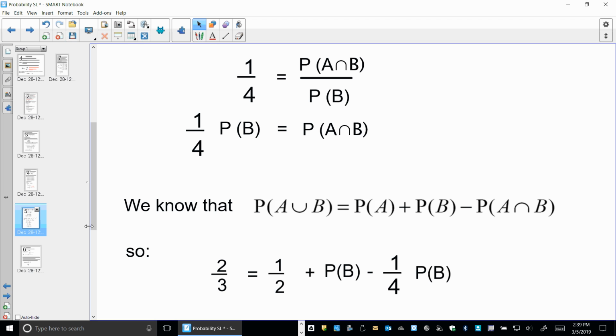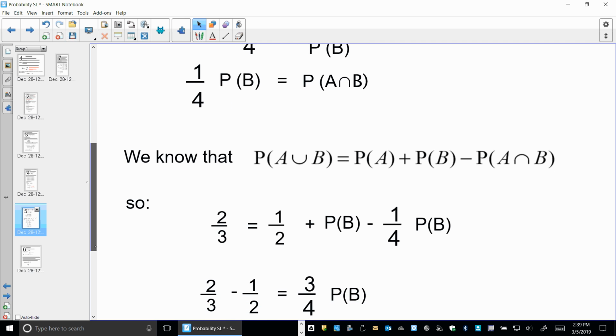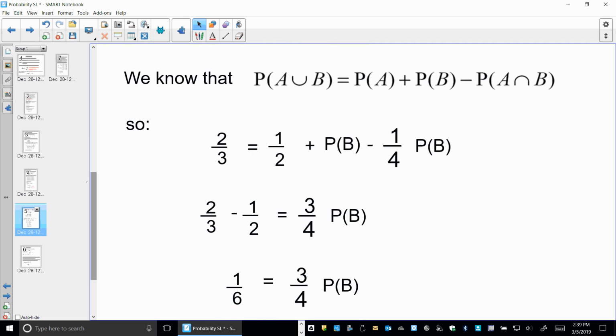So I knew that the union was 2/3. I knew that A was 1/2. I don't know PB. And I know that this is 1/4 of PB. Coming together nicely. Rearranging, so I'm going to subtract half from both sides. And I've got 1 PB, subtract 1/4 PB, gives me 3/4 PB. You agree with that? Because 1/1 would be 4/4. So 4/4 take away 1/4 is 3/4.